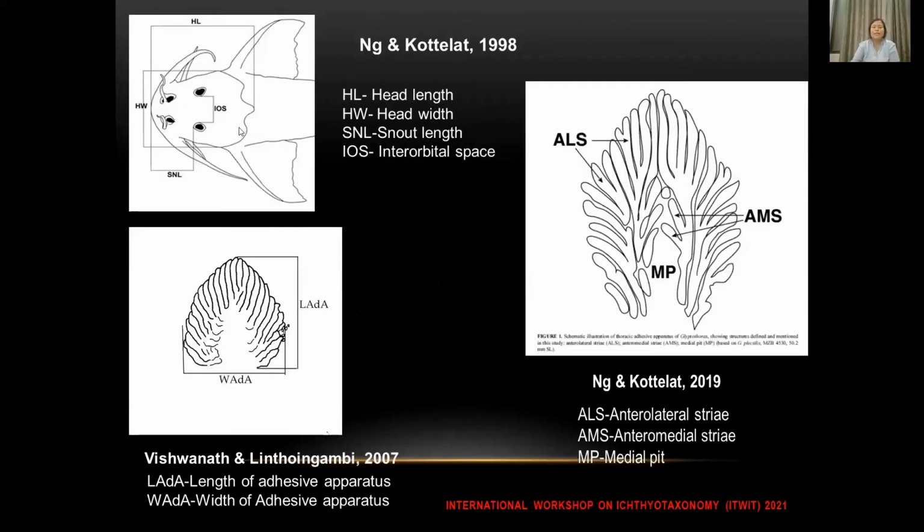In case of some other genera, we need to go for the study of the adhesive apparatus, and how we measure the length and the width. For Glyptothorax, we follow Vishwanath and Linthoingambi. Even for the new nomenclature made by Heok Hee Ng and Kottelat in 2019, we have to follow this for the nomenclature of the thoracic adhesive apparatus. And this is how we measure the head parts, head lengths.